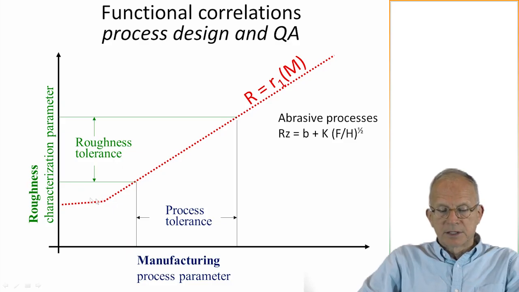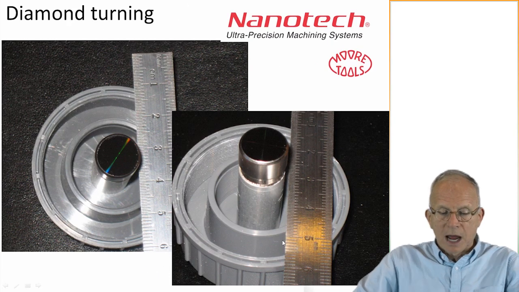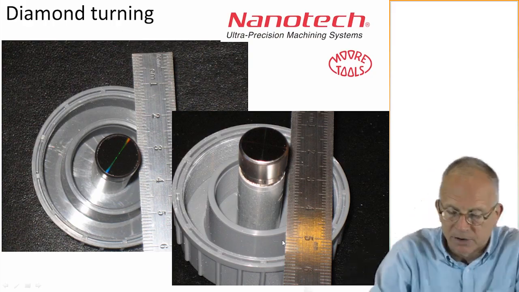But something tends to happen as we get to the finer scales, and the mechanism changes. And as long as our tolerance isn't in that region, then we're all set. But lots of times we're trying to get something as smooth as we can. Well, just how smooth can we get something in manufacturing?